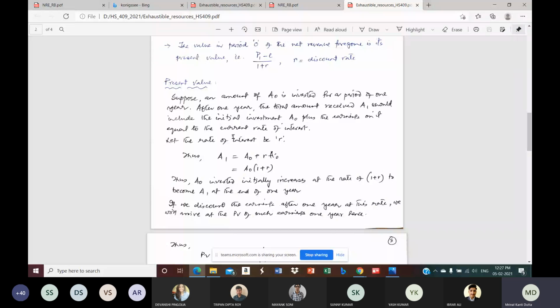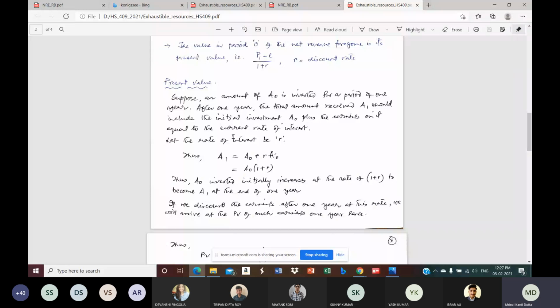Similarly, we can find out the present value of future earnings by discounting them at a given rate of discount. So the present value of the earnings after the second year, which can be given as A2, will be equivalent to A2 by 1 plus R to the power 2. Always you can do that.